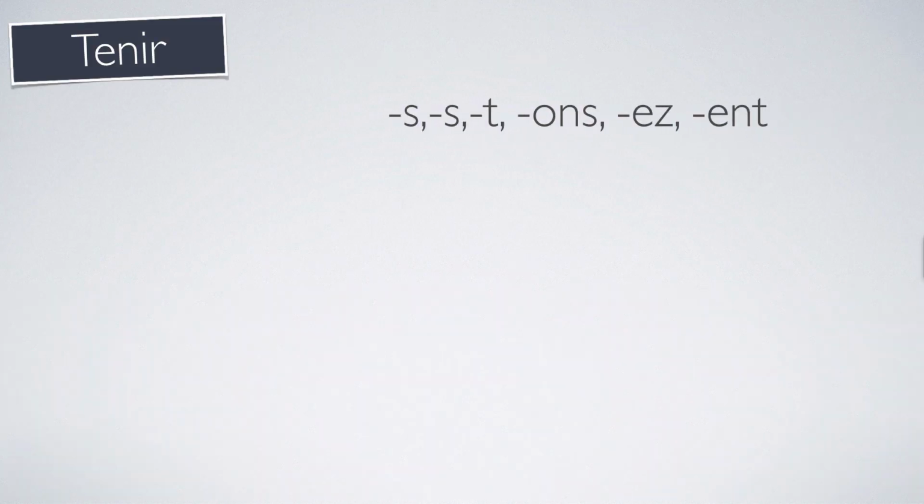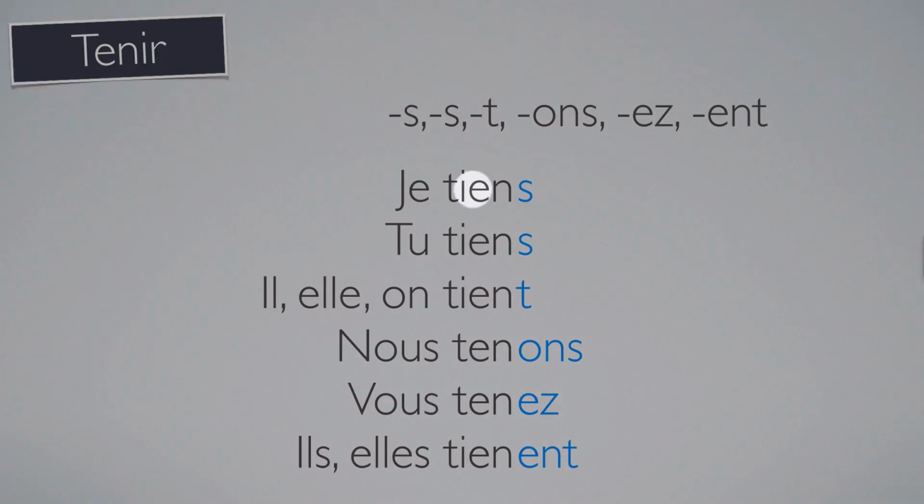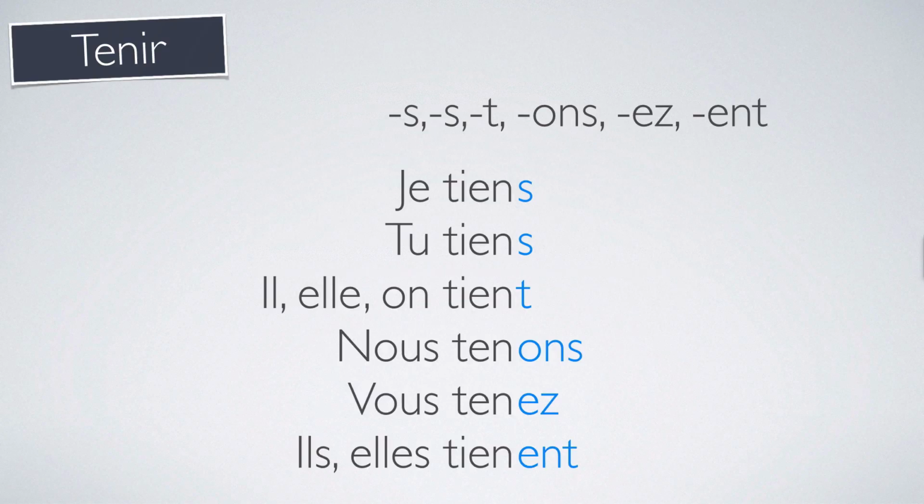And we are going to see that the stem can change. It is the case for dormir, but also for this verb, tenir, very important, to hold. The endings are the same. But here, as you can see, we've got a different stem. We've got two vowels here, IE instead of one in the infinitive form. And the pronunciation is je tiens, tu tiens, il tient, elle tient, on tient. After that we've got the regular form, nous tenons, vous tenez, and another irregular, ils tiennent, elles tiennent.